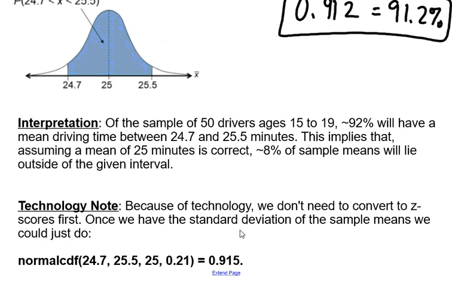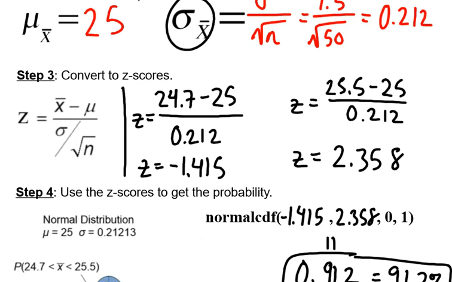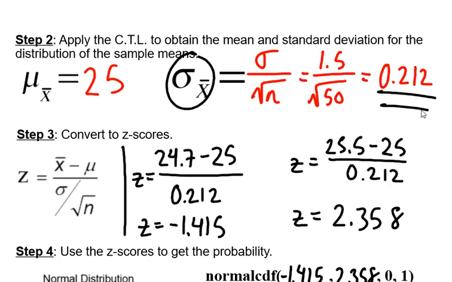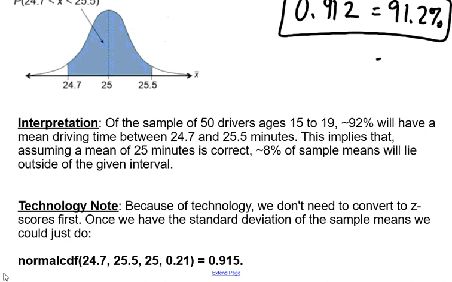Once we have the standard deviation of the sample means, which we had right here, we could have actually just run the calculation from the get-go. So I could do normal CDF, left bound 24.7, right bound 25.5, average of 25, standard deviation of 0.21. That's where the difference between my answer and their answer came from: I did 3 decimal places. And they're getting a probability of 0.915, so 91.5, 92%.